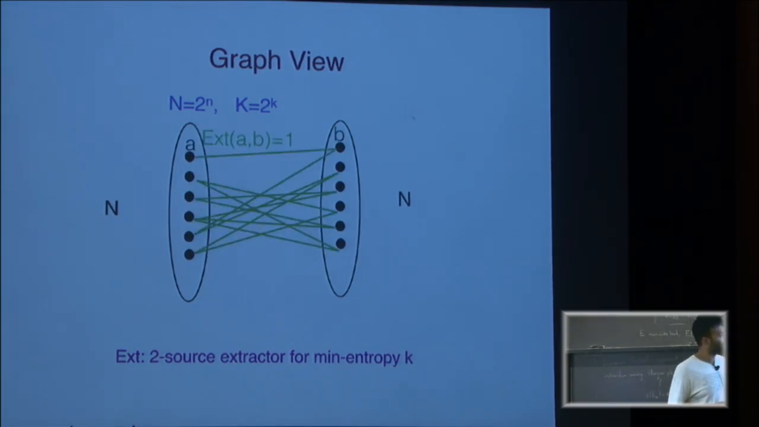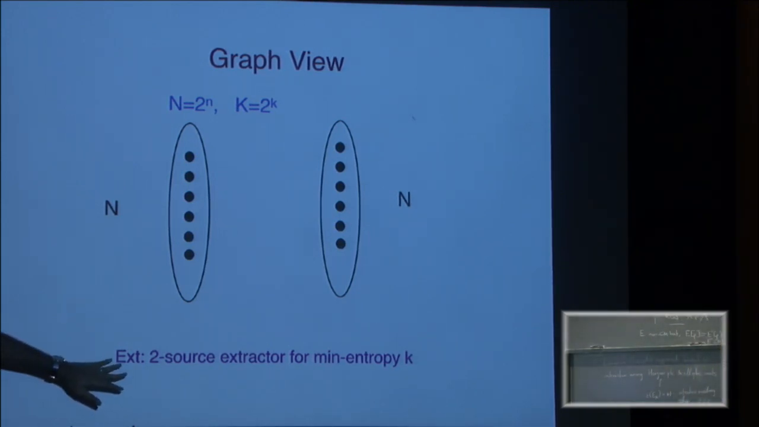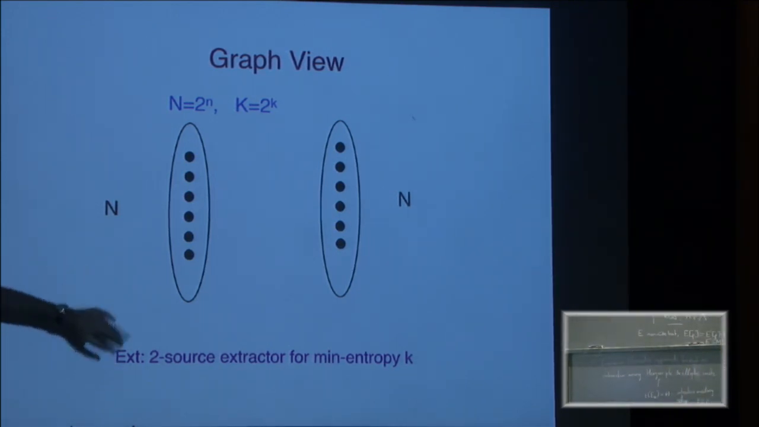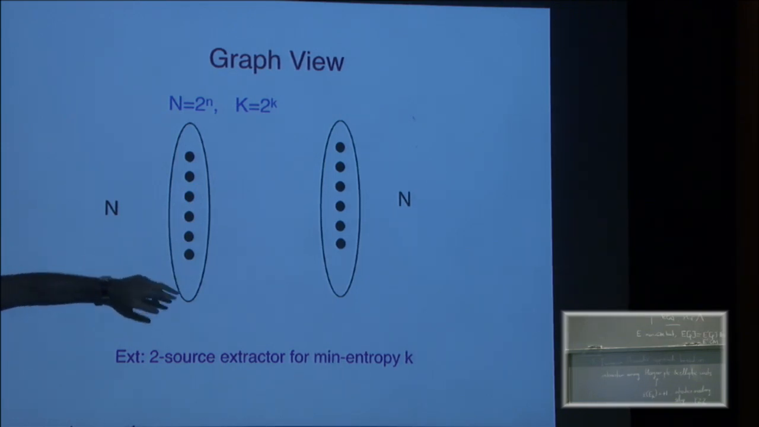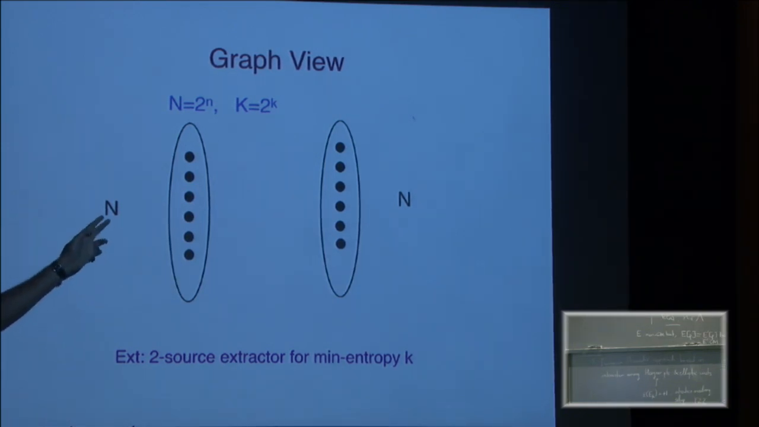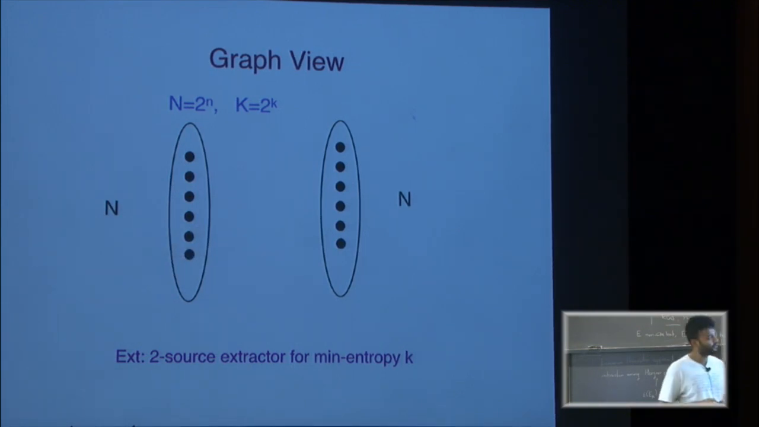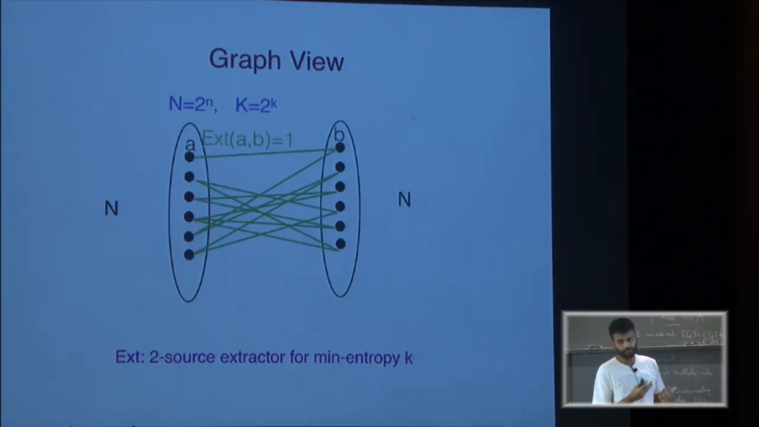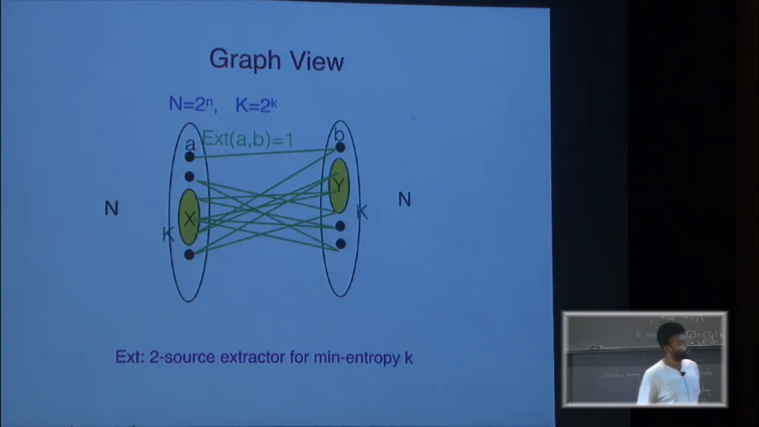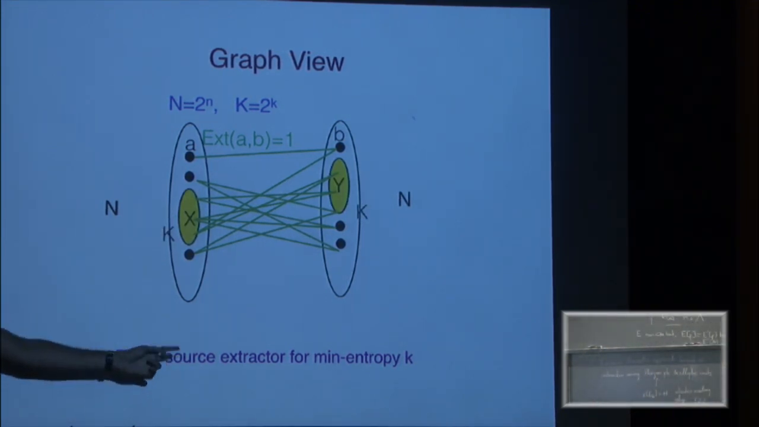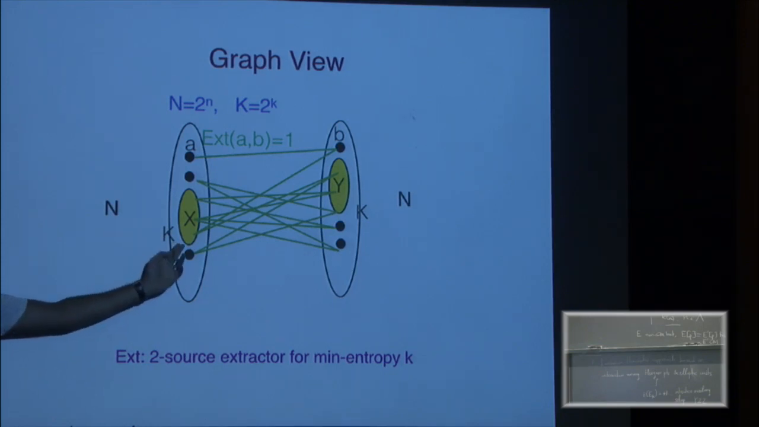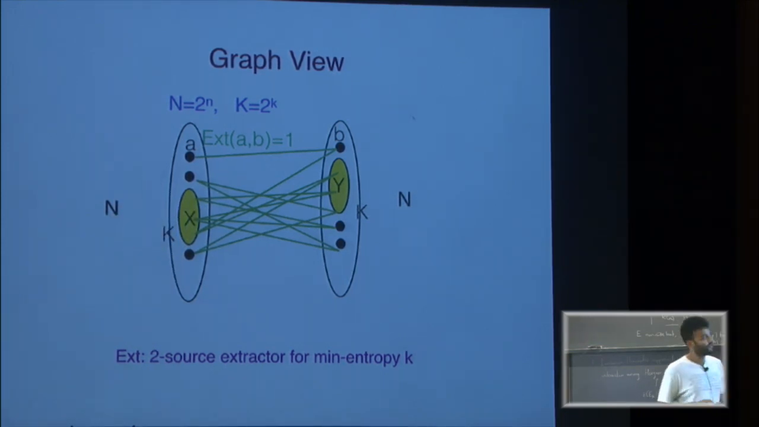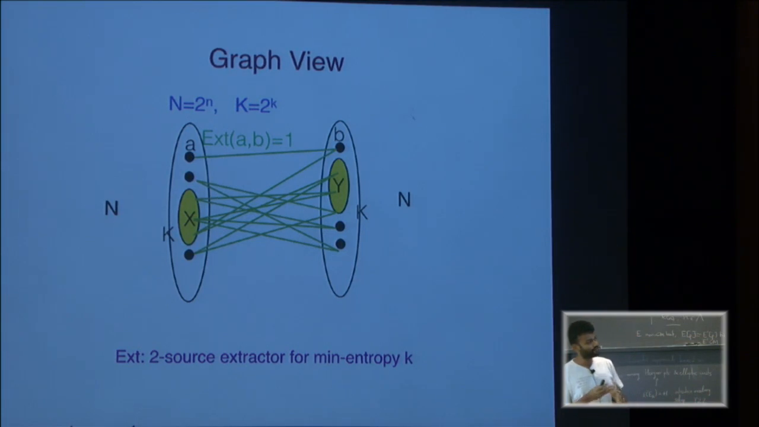So what you do is, if you have a good 2-source extractor which takes 2 n-bit strings, you have 2^n, or capital N, nodes on the left and capital N nodes on the right, and you add an edge only if the extractor outputs 1. Then again, if it works for entropy little k and capital K is 2^k, you look at 2^k nodes on the left and 2^k nodes on the right, and you expect to see roughly half of the edges present and half of them missing, right? Because by the property of the 2-source extractor, it outputs 1 with roughly half probability.